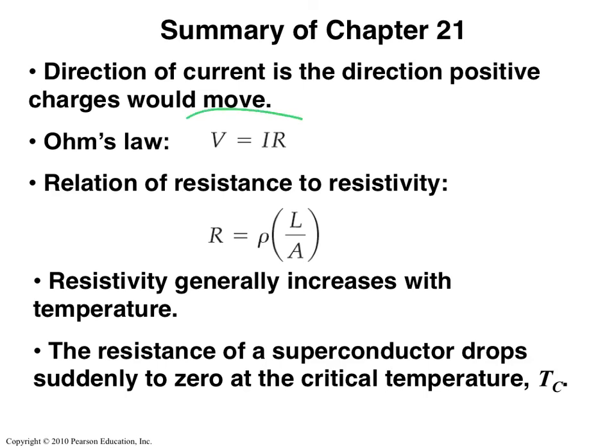All right, Ohm's law is on our equation sheet. It's the most important. Voltage equals our resistance times our current. We can figure out the resistance of an object by R equals the resistivity, that's right there, times L over A. Remember, L is length and A is area.